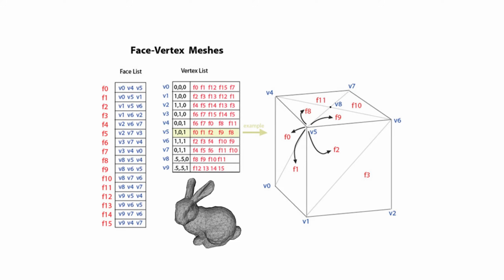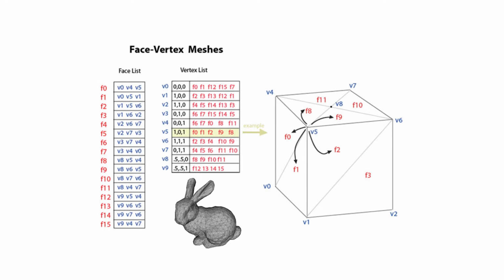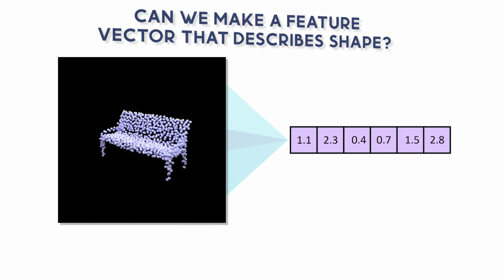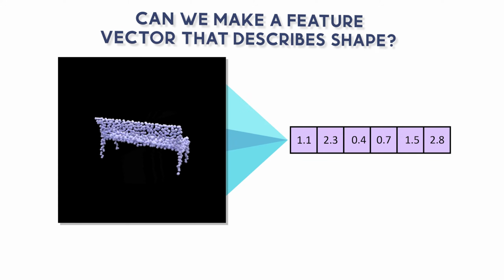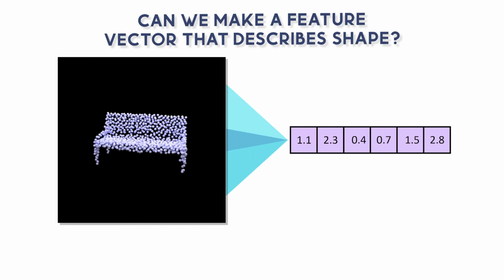This has the advantage of being a really precise description of shape, but it takes up a lot of data and it's just not a very holistic way of describing shape because you're just listing every little piece that comprises it. What if we could find a more compact representation of shape, like a feature vector?